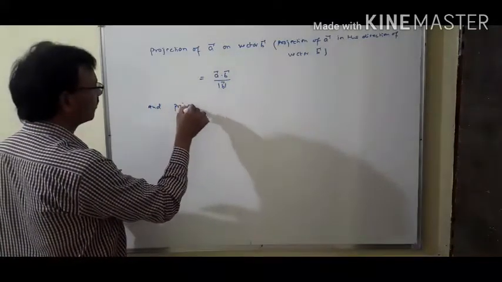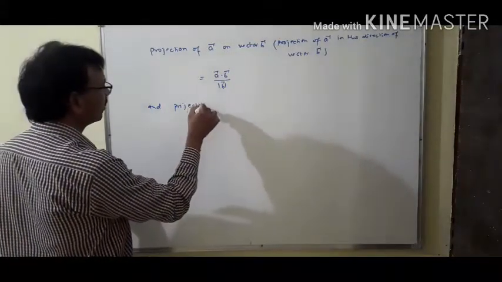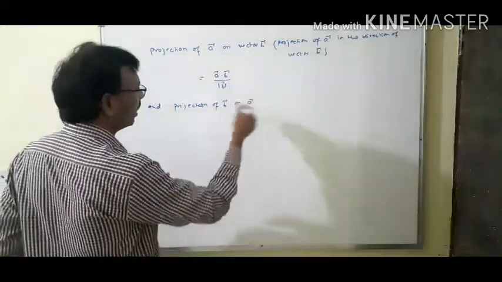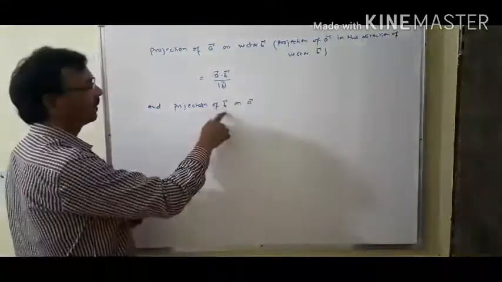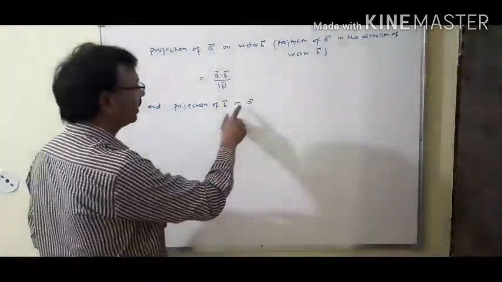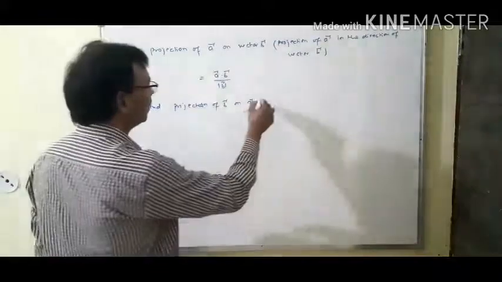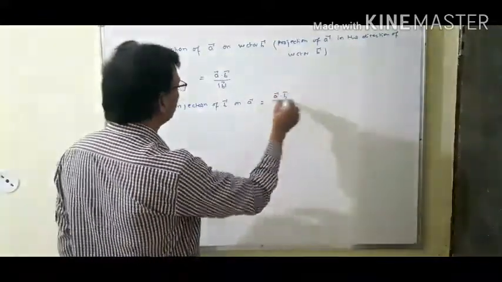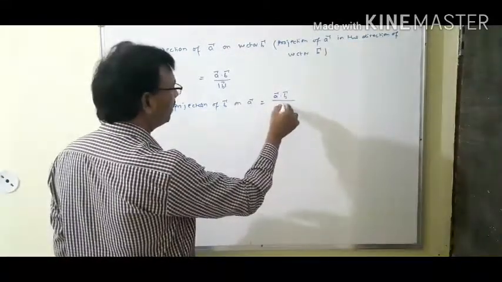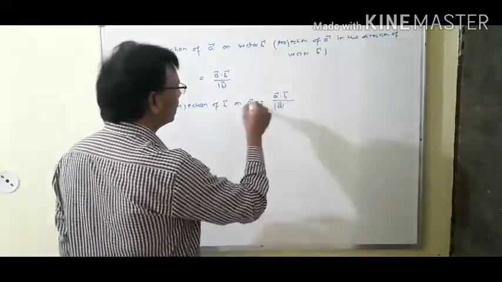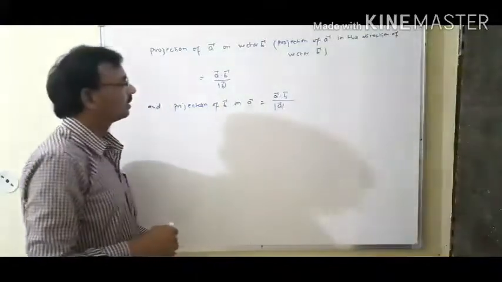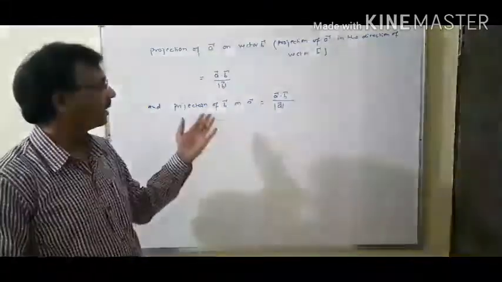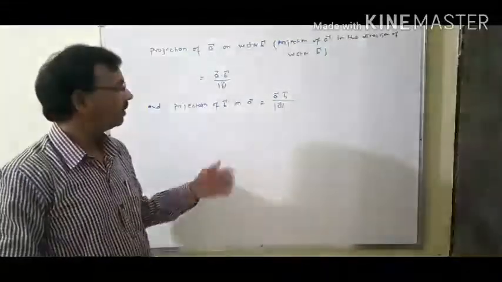And projection of B on A, or projection of B in the direction of A, will be denoted by A dot B whole upon magnitude of A. These formulas give us the projection of any vector on another vector, or any vector in the direction of another vector.